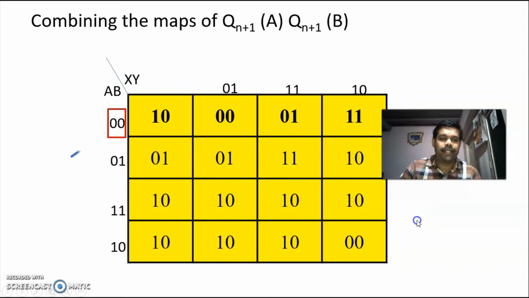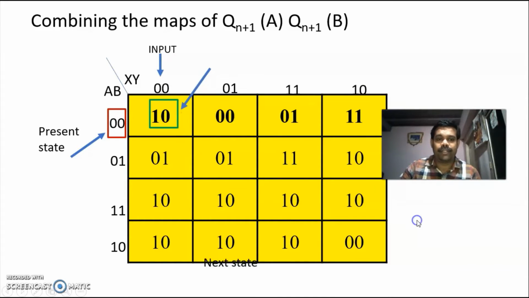So after combining these two maps, we can form the transition table from this next state map. We have combined the next state maps of A and B, and we have another map for output. By using these two maps, we can combine them into one. So with this one map and another output map, we can form the transition table.